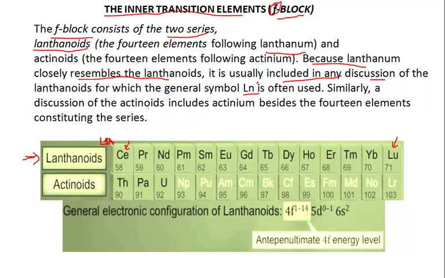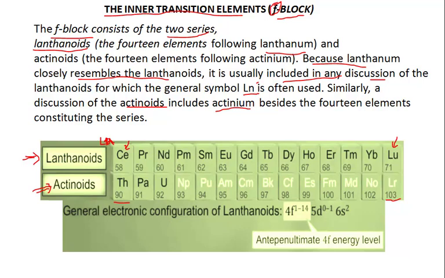Similarly, the second series is actinoids. They again involve the gradual filling of the 5F subshell, and it starts from atomic number 90, that is thorium, to lawrencium, that is 103. And again it follows actinium, so they are called actinoids.